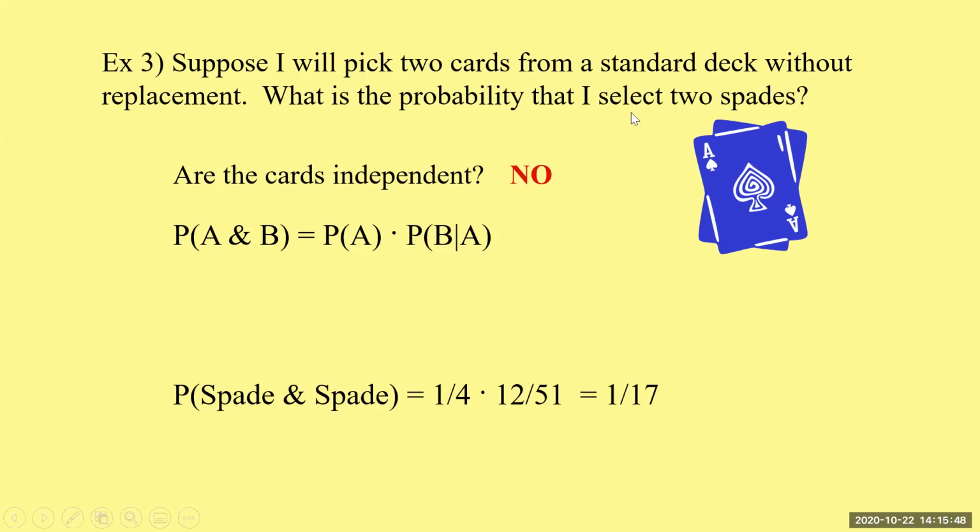So again, pay close attention, if they're talking about a deck of cards, to whether it is with replacement or without. If this was with replacement, we would have 13 out of 52 as the second fraction.